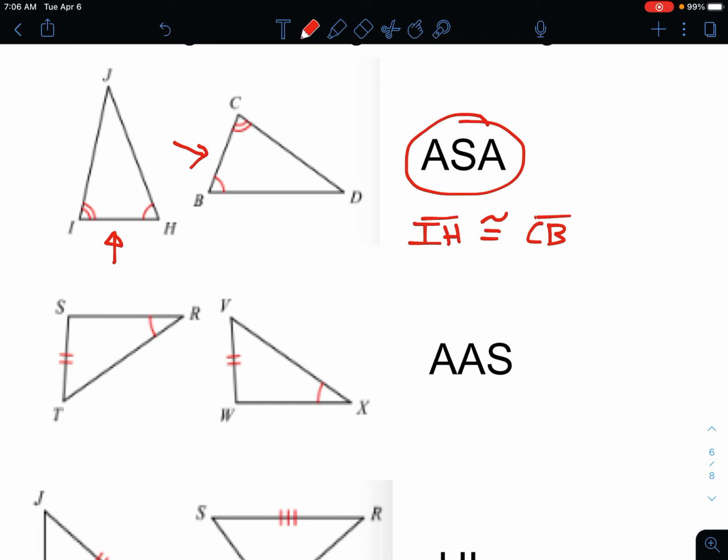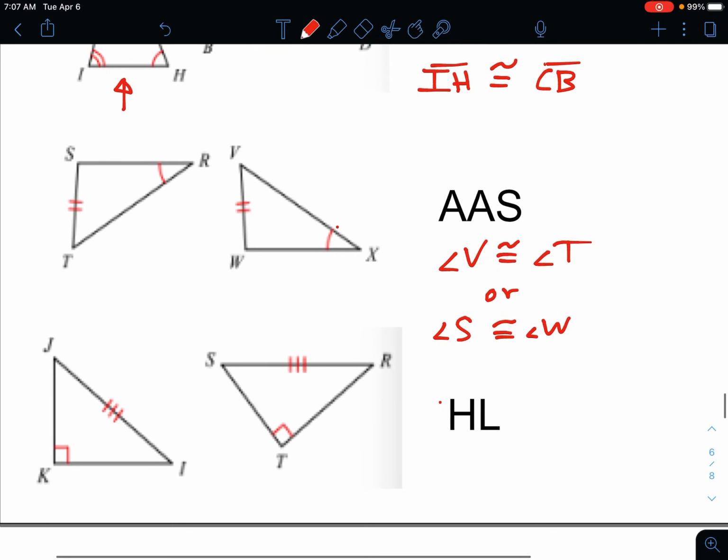Okay? Down here on this one, we want to be able to use angle, angle, side. So what information would we need to know in order to use angle, angle, side? Well, I have two pieces of information. Got an angle and got a side. So what we need in order to have angle, angle, side is one more angle. So either I would need angle V congruent to angle T, or you would need angle S is congruent to angle W.